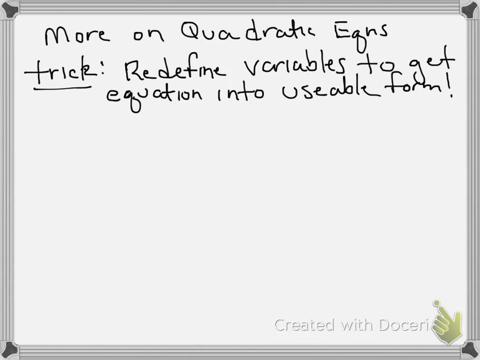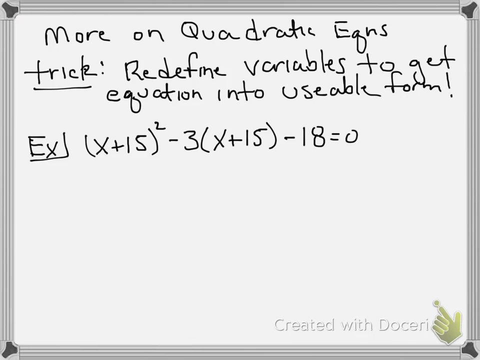Okay, so we've got that ax squared plus bx plus c equals 0 form. We want to try to get our equations, if possible, to look like that. By using some very simple tricks, we can get a lot of our equations to look like that. So let's look at an example here.